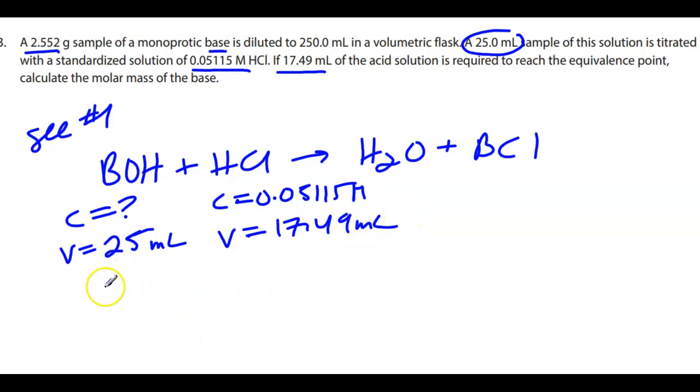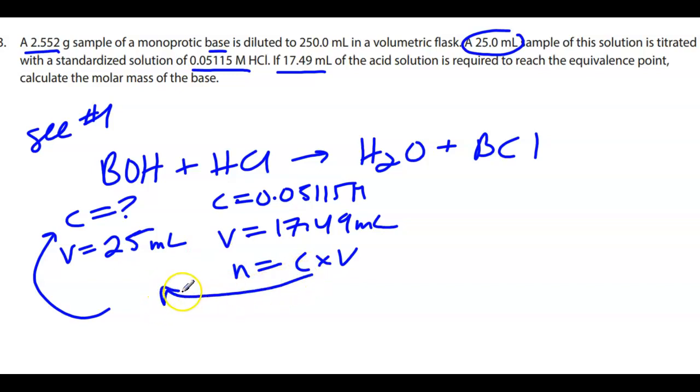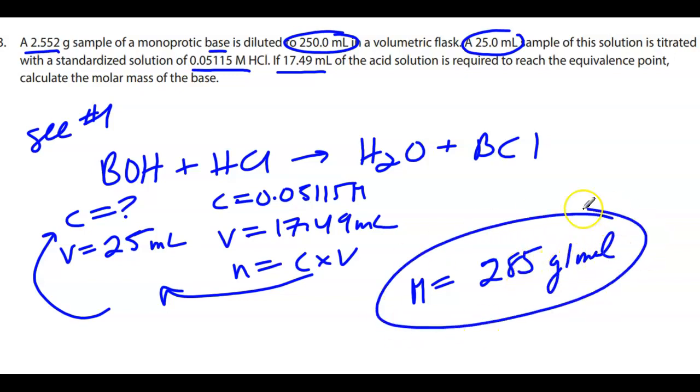So you do the exact same thing. You find the concentration. So pardon me, C times V. It's a 1-to-1 ratio, so that's going to be the same. You find your C. You need the original number of moles in the 250 mL, and then you can figure out the molar mass. So the molar mass here should end up being 285 grams per mole. Okay, so see the first example that we did in this little block.